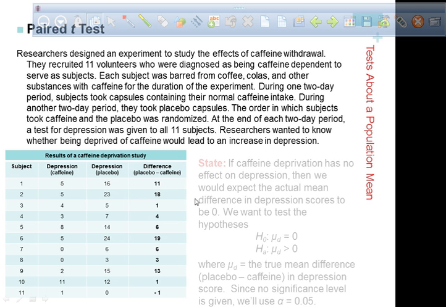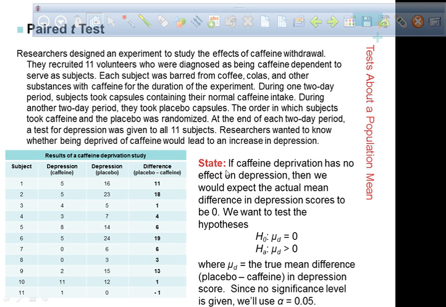Now what happens here is that we're going to do our state, and when we're doing it on the difference, it's really always going to be the same null, which is that the mean difference is 0. If caffeine doesn't affect their depression, then when I subtract them, I'm going to get a 0 score right here. And so if the average is 0, that means that there's no difference between having caffeine and not having caffeine on their depression. So anytime I'm doing a paired t-test on the means, my null is always set equal to 0. I want to make sure that you understand that it's set equal to 0 and why it's set equal to 0.